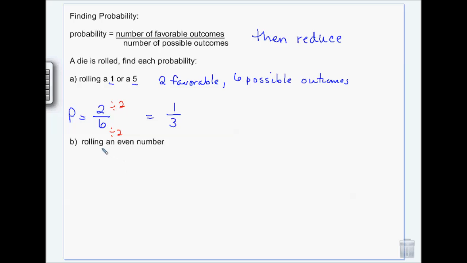Okay. What's the probability of rolling an even number? How many even numbers are on there? 3, right? So 3 favorable. Still 6 possible. So my probability is going to be 3 out of 6, which I can reduce. They both divide by 3. So my probability is 1/2, or 1 out of 2.